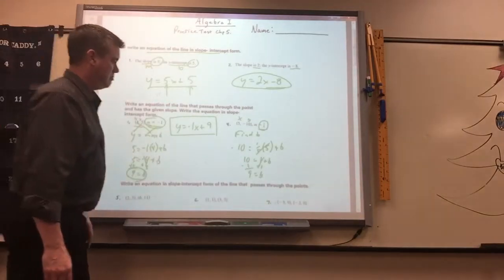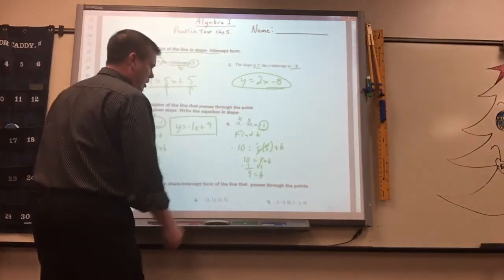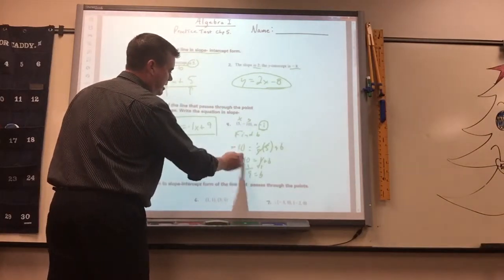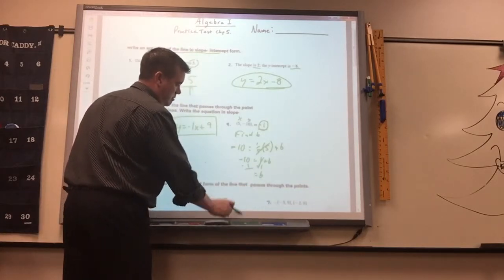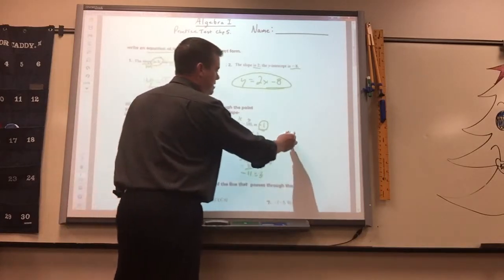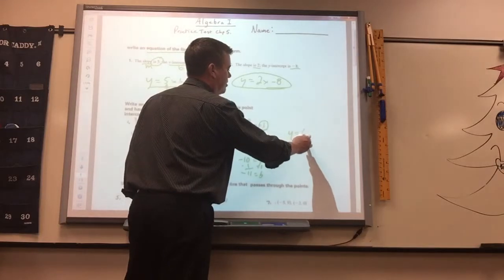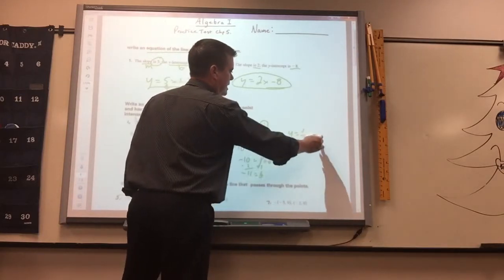Same as this one, huh? Wait, isn't it negative 10? Yeah, it's negative. Oh yeah, you're right. It's a negative 10. So it'd be negative 11. So the answer is y equals 1/5 x minus 11.